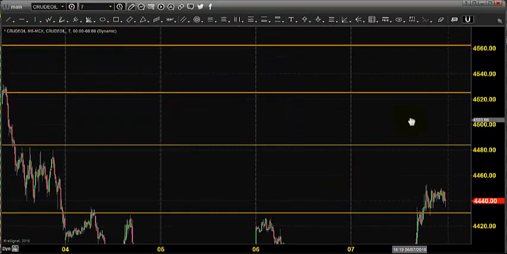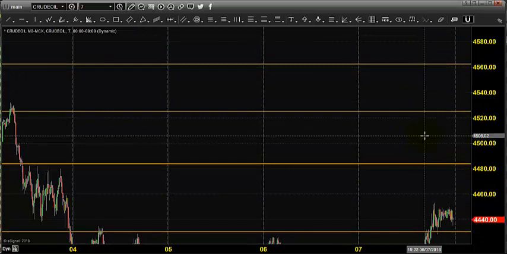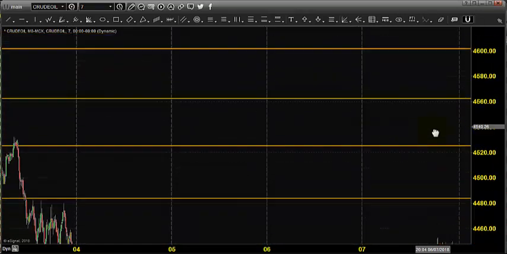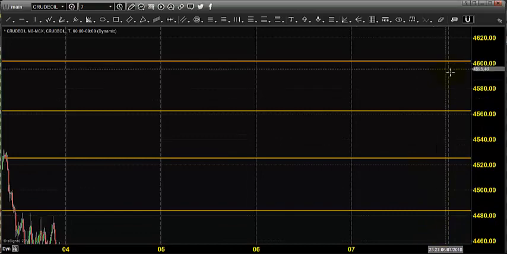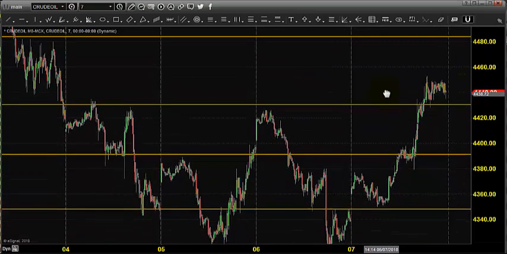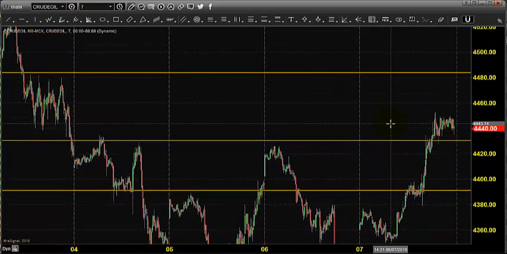We are approaching the contract expiry from the next week. The maximum retracement, we expect the price to stay below 4,600. So let us see what's going to happen during the trading session.